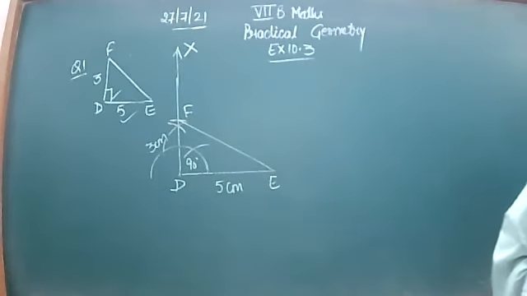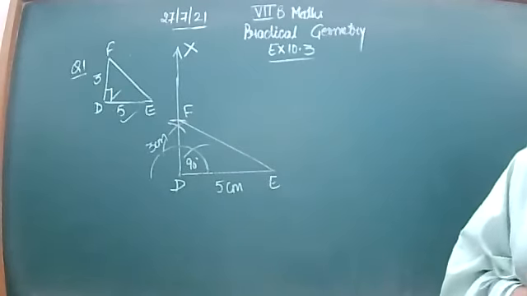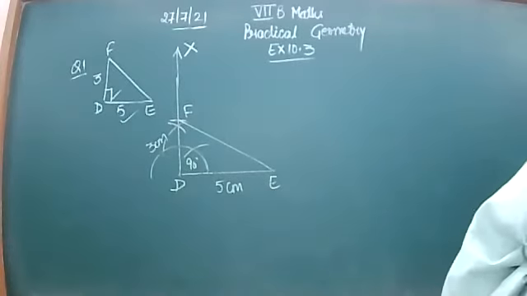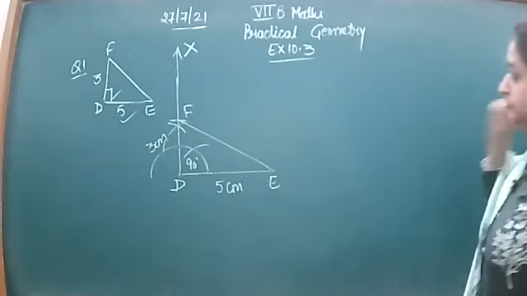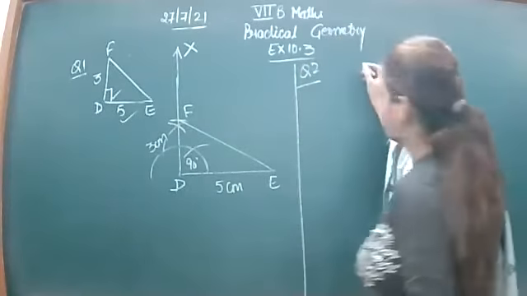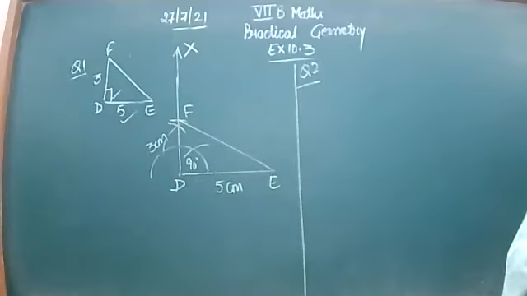Join FE. Next is, this is a required triangle DEF. Done? Any doubt? Is it okay? Next is construct.